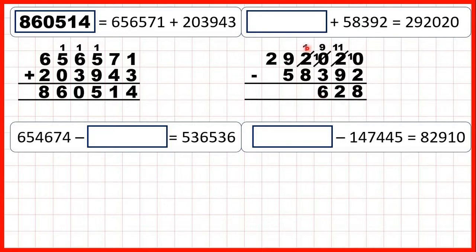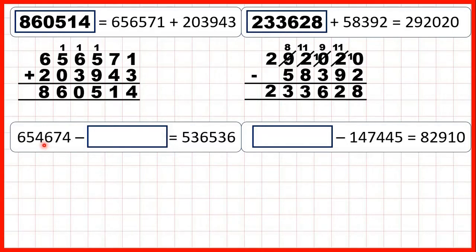We can't do 1 minus 8 using the column method, so we go to the left, 1 less, 1 in front. 11 minus 8 is 3, 8 minus 5 is 3, and 2 minus nothing is 2. So our missing number is 233,628.